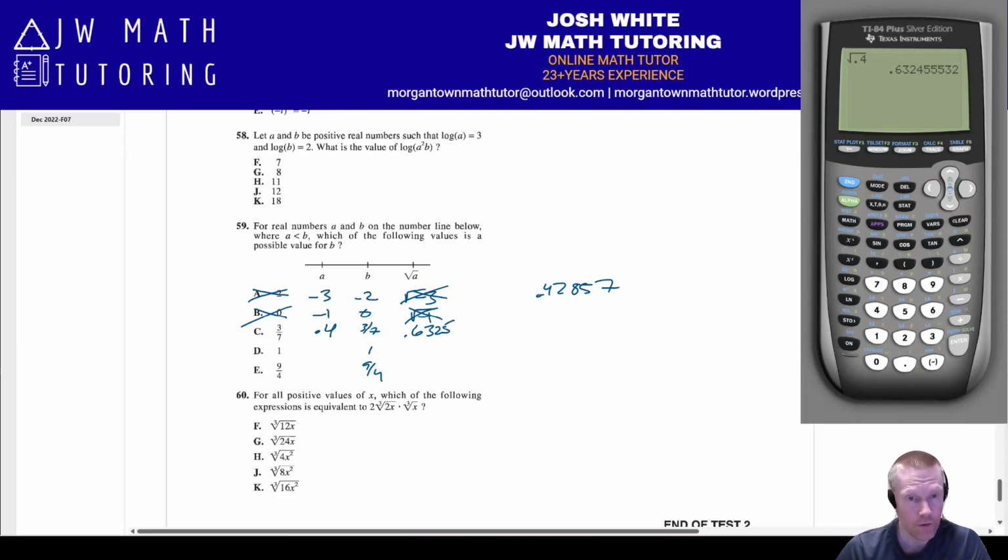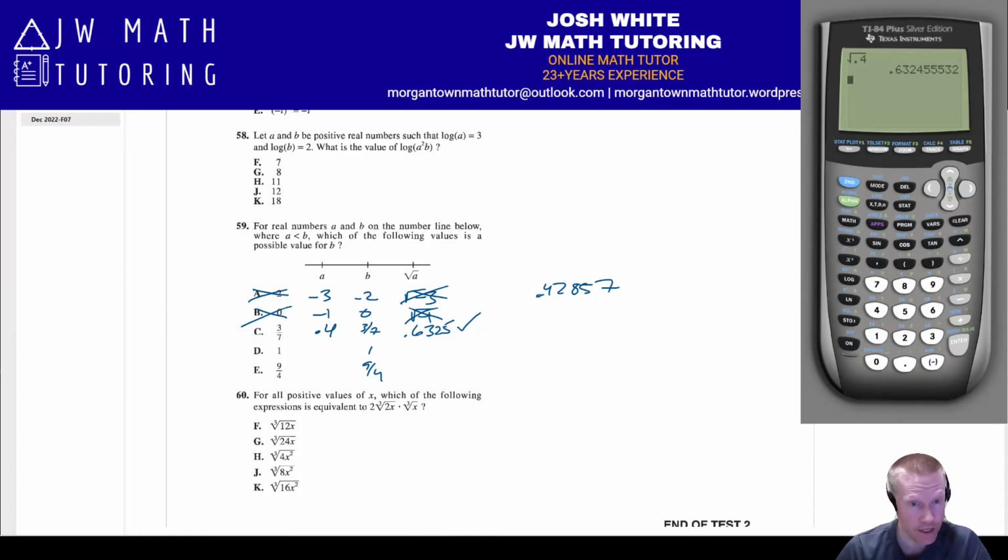So notice right now, all of these numbers are in the correct order on a number line, with the smallest on the left, the largest on the right, and the number in the middle is between both of them. It's 0.4, 0.42857, and 0.6325. So this looks like the correct answer, but let's just check D and E just to confirm that they are not correct.